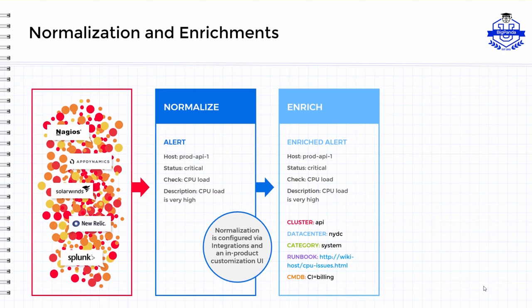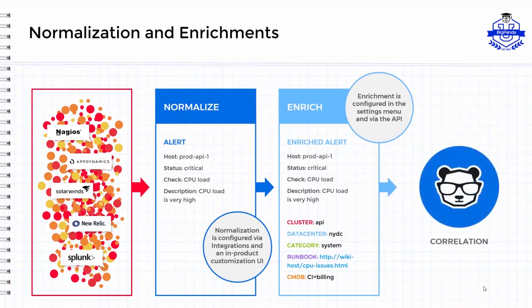And topological, to provide context on the physical and logical relationships between the alerting object and the rest of the infrastructure. Examples here would include cluster, data center, CMDB, and vCenter host. Enrichment is configured in the custom tags section of the settings menu and via the mapping enrichment section of the BigPanda API. After normalization and enrichment, the data is passed on to BigPanda's open box machine learning for correlation. For more details, please watch our Getting Started with Normalization and Enrichments video.